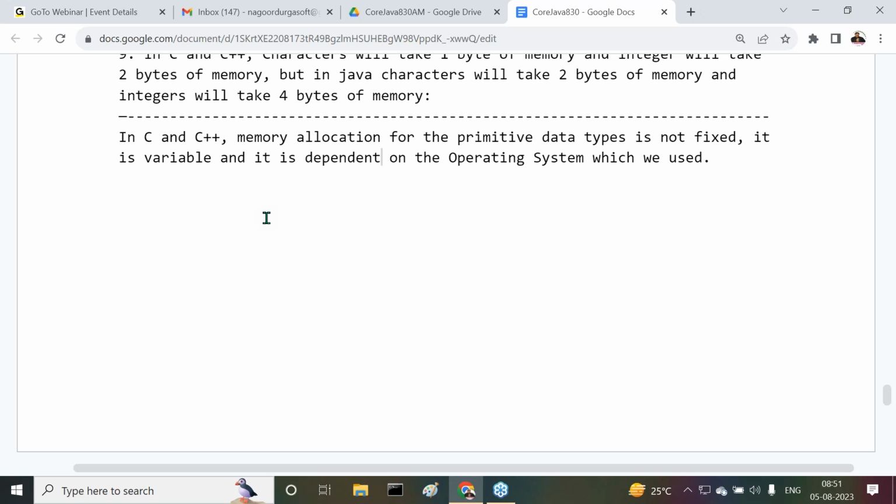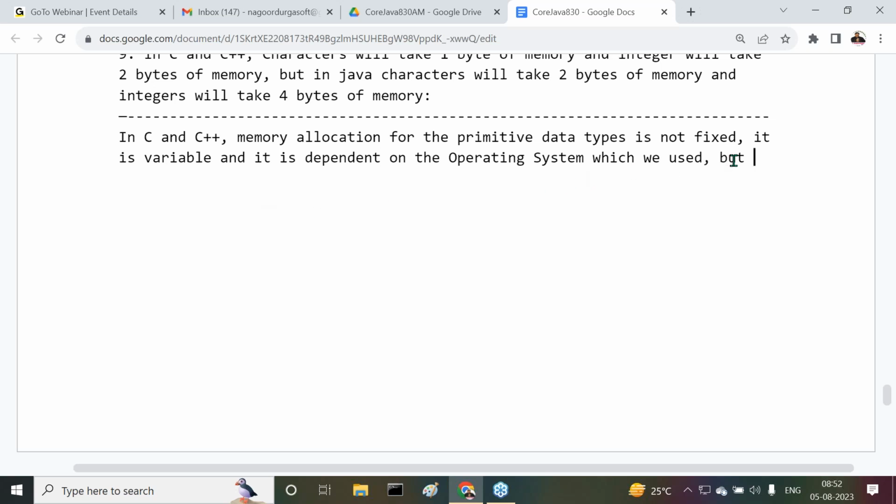Can I give a conclusion? C and C++ are more dependent on the operating systems. So they are platform dependent. Even in this direction we can conclude C and C++ are platform dependent programming languages. But the Java situation is different.